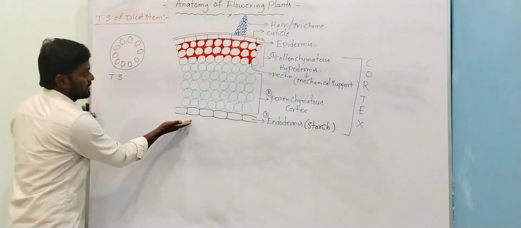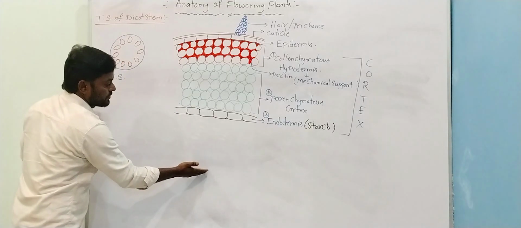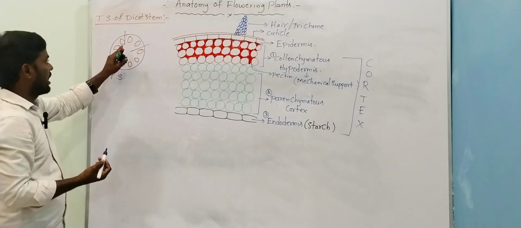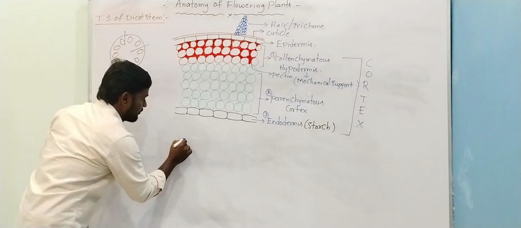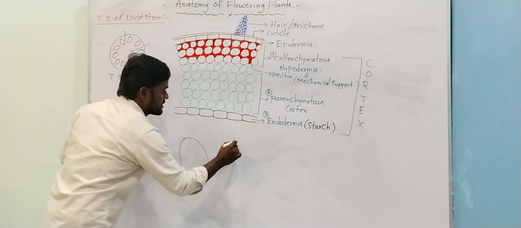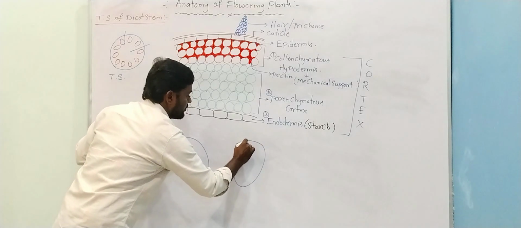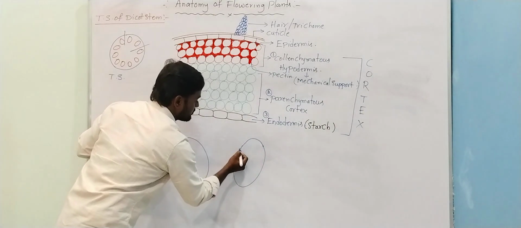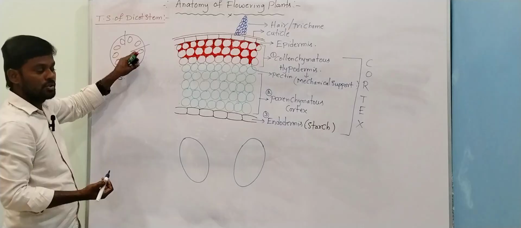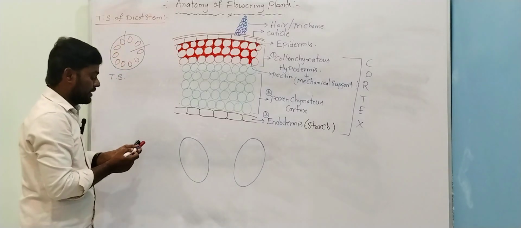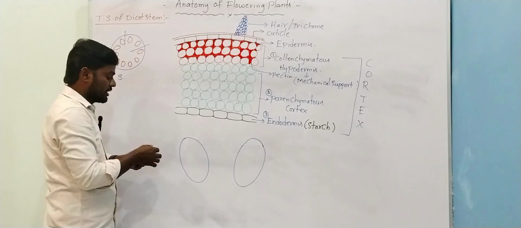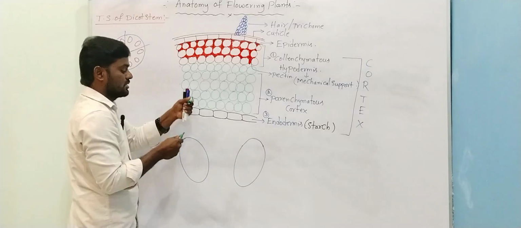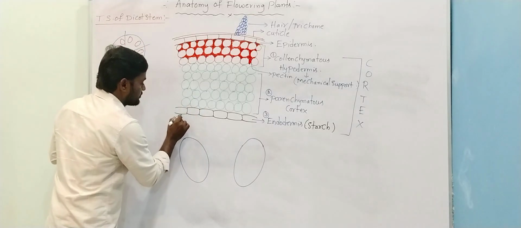I am showing here the next inner layer, the cortex, next the pericycle, and next the inner tissue. I am showing only these two vascular bundles. This is one vascular bundle, and this is also one vascular bundle. I am showing only these two vascular bundles in this place. And beneath the endodermis is the pericycle. Pericycle is made up of two types of cells, that is sclerenchyma and parenchyma.